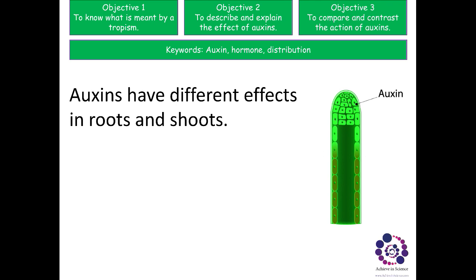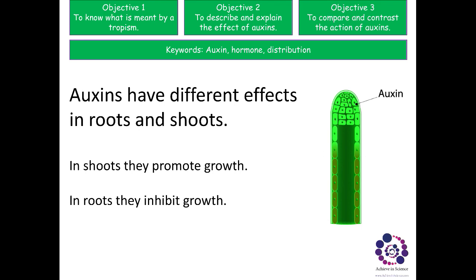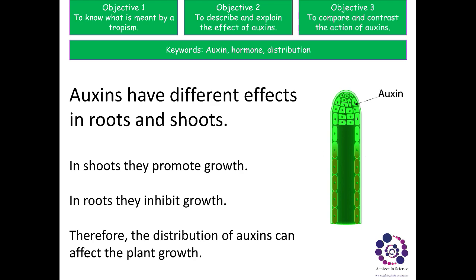Auxins have different effects in roots and shoots. In shoots, they promote the growth. In roots, they inhibit the growth. Therefore, the distribution of auxins can affect the plant's growth.